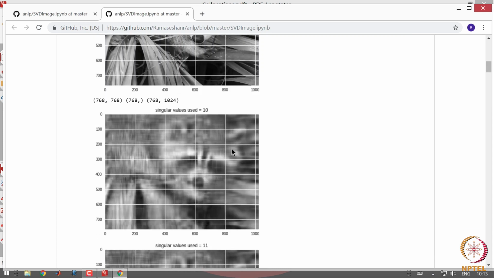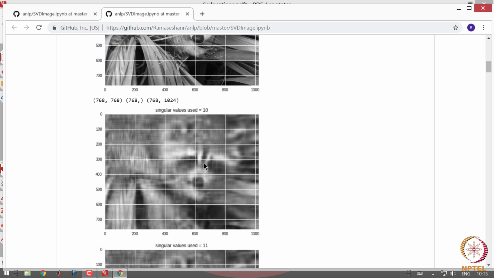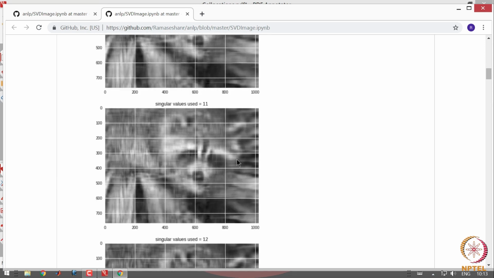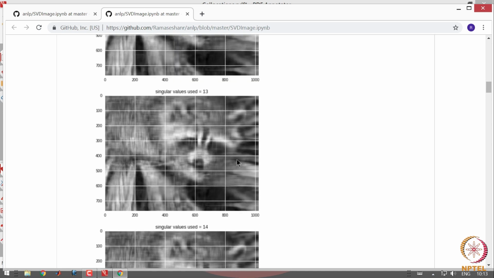So, look at the image, some important features of the image are captured, correct. You can see the nose, some shapes in the eyes, and the important part between the two eyes is also captured in some fashion. The ears are not very clear, even though we can make out a bit. So, I increase the number of singular values to 11. You can see there is a small change happening every time I increase the singular value by one more number.